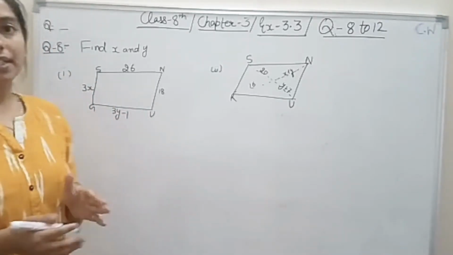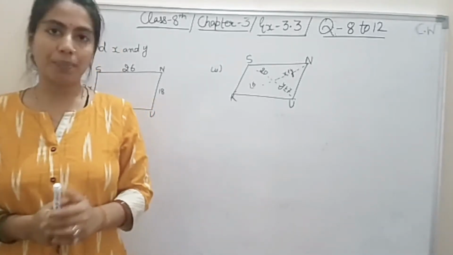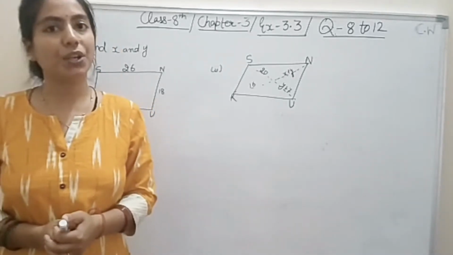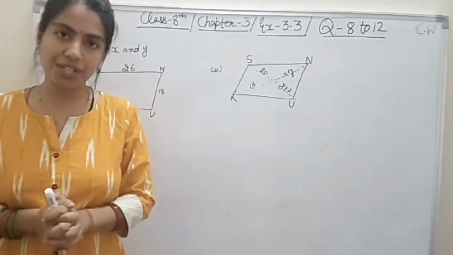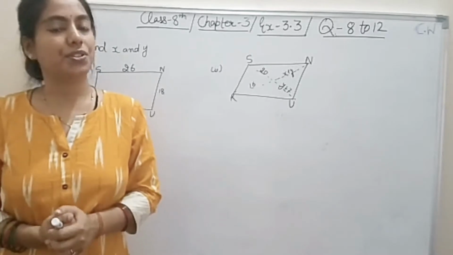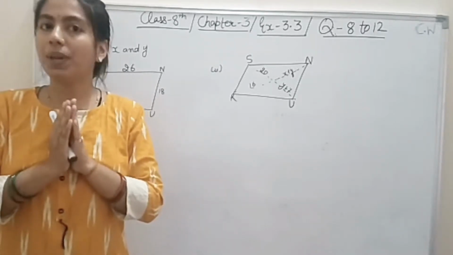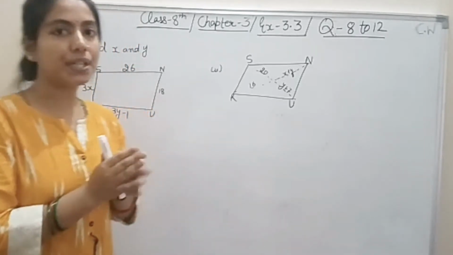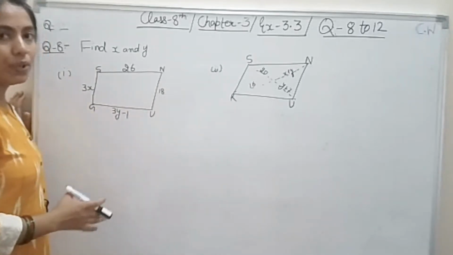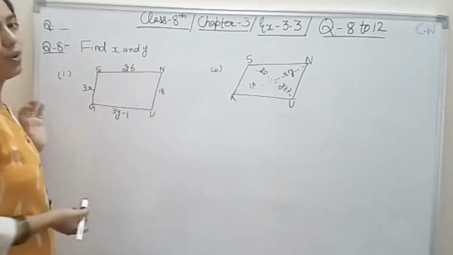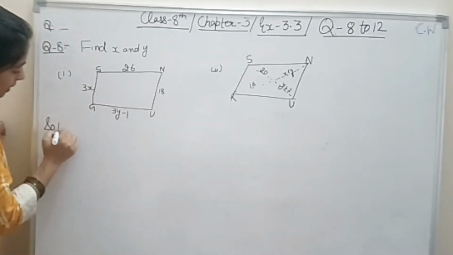Before starting the exercise, as we used to do the introduction, but in this no new concept we are doing. We are just using the properties of our quadrilateral and solving the questions, and I hope that you all have learned the properties because they are very important. Okay students, so let's start. Question number 8, you have a parallelogram and you have to find out the value of x and y simply. So let's start the solution with A part.